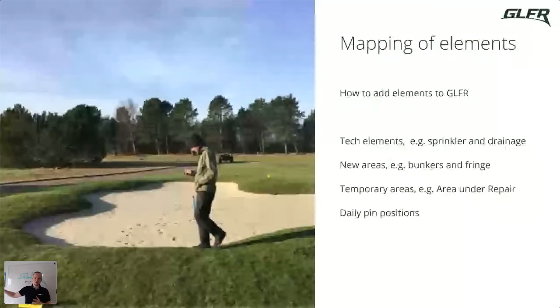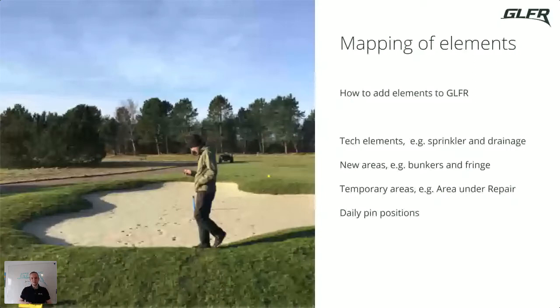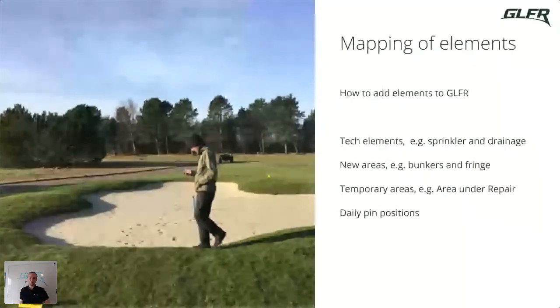So it won't affect the players if you map something that's temporary, that you don't want to go out. If you map, for example, area under repair and want it to end up in the golfer app, remember that you have to map it, verify that it looks the way you want, and then click the new golfer button for that to come out to the players.